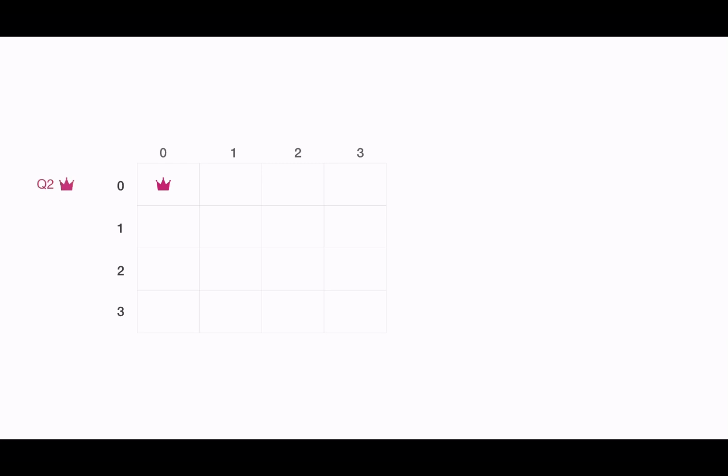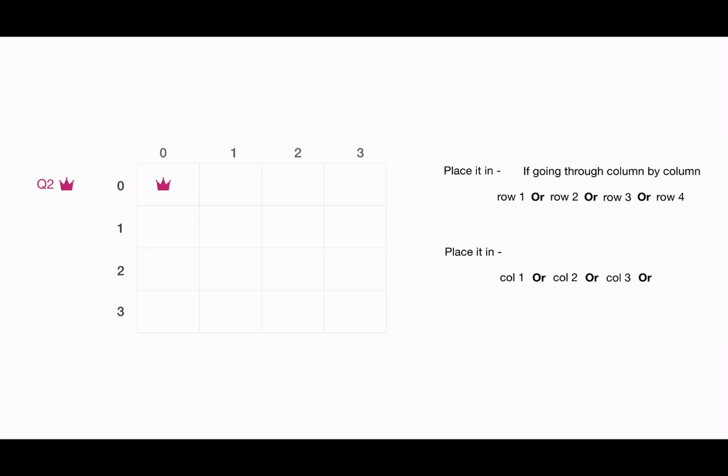So here to place queen 2, we have four choices when we're going column by column: to place it in row 1 or in row 2 or in row 3 or in row 4. The other way can be that you place it in column 1 or column 2 or in column 3 or in column 4. These are the four choices we have for this queen when we are going row by row.